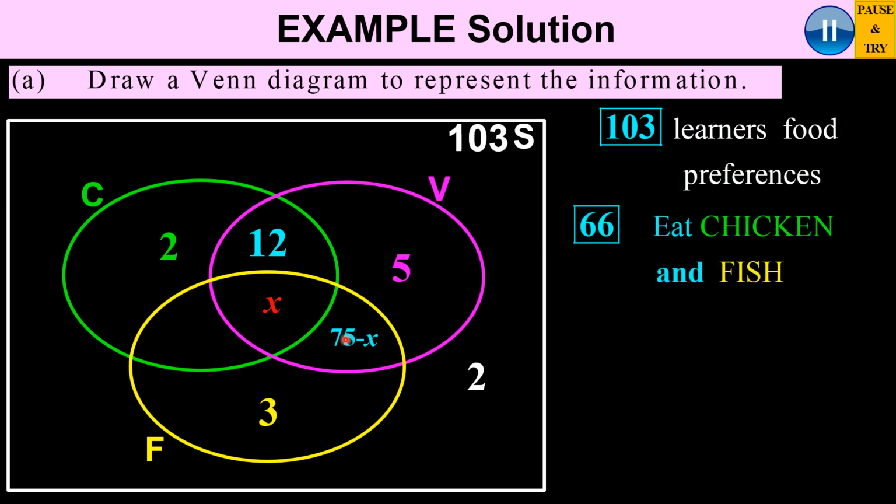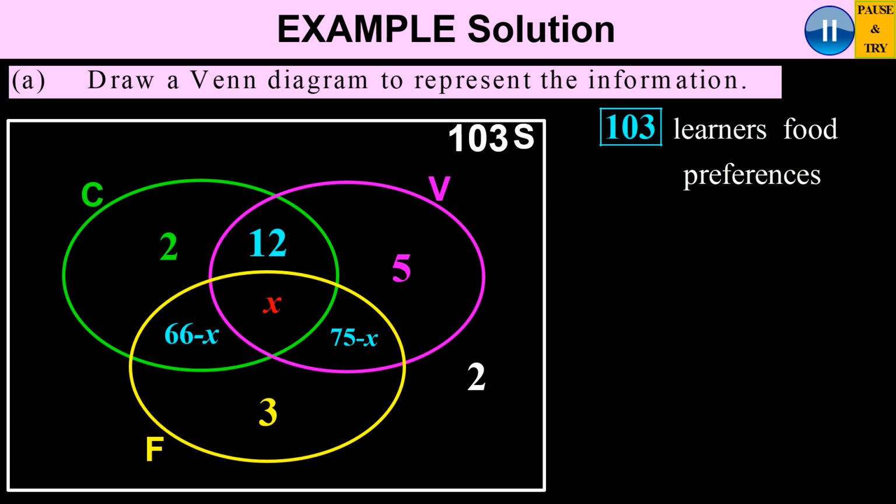Similarly, 66 eat chicken and fish. There's chicken and there's fish. So the 66 is here. So this portion here where the pointer is, that is 66 minus X. Okay, so there we've represented all the sections there.